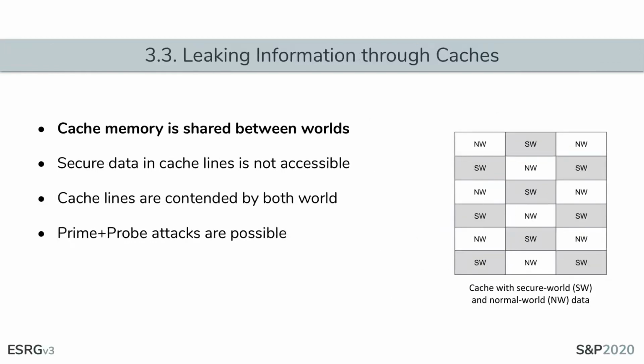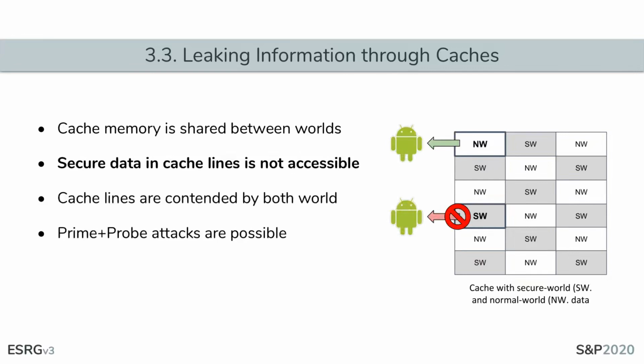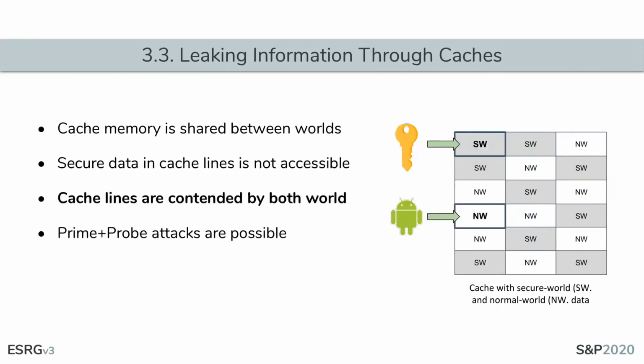The other hardware problem I'm going to talk about is the leakage of information through caches. TrustZone creates two environments which share the same hardware, and as we know by now, sharing hardware resources is a surefire way to leak information. In TrustZone, even though the secure data in the caches is not accessible to the normal world, the cache lines within the cache are contended by both worlds, meaning that both worlds compete for their utilization.